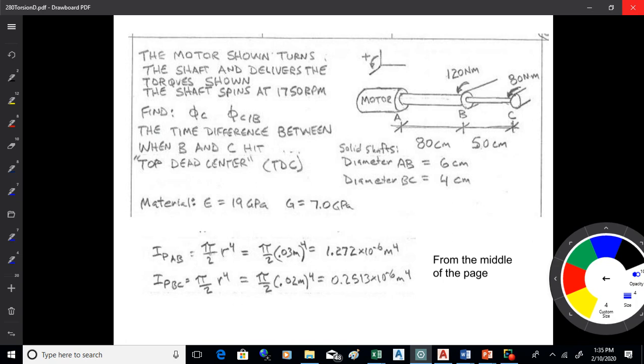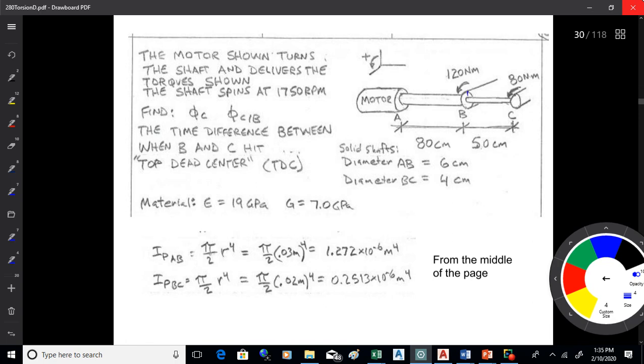And let's figure out how much this shaft is twisting as you work your way out from the motor to B and then from B to C. And let's also see how that twisting would affect the timing on this thing.